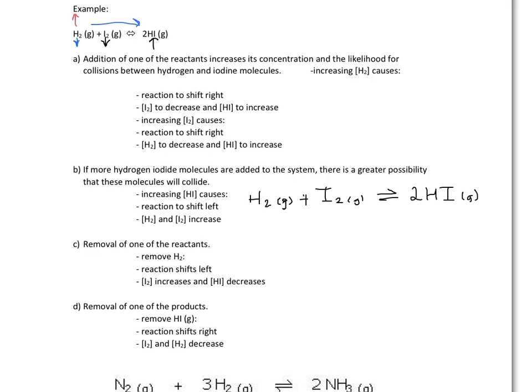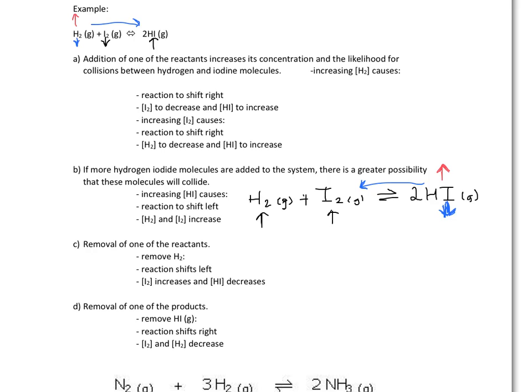What happens when the stress that's introduced to the system is an increase in the concentration of hydrogen iodide? If the stress on the system is an increase in the concentration of hydrogen iodide, according to Le Chatelier's principle, the system will want to do the opposite. So the system will want to shift so as to decrease the concentration of hydrogen iodide. In order to decrease the concentration of hydrogen iodide, the equilibrium must shift to use it up. In order to use up hydrogen iodide, the system must shift to the left.